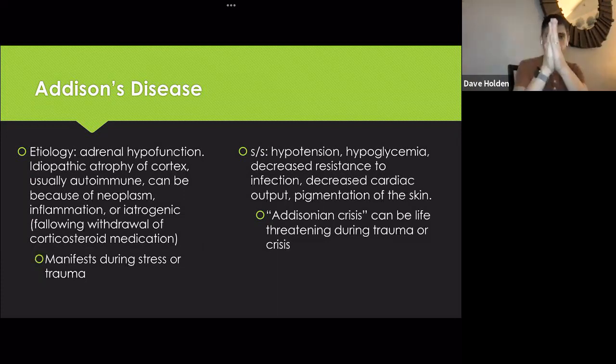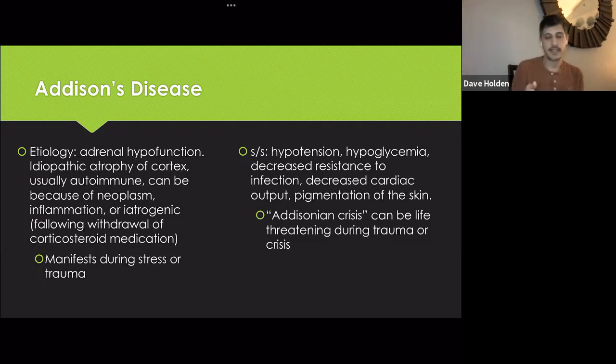Cool. So we said autoimmune, we said cancer, we said inflammation, and we said caused by other medications, iatrogenic. It could also simply manifest in terms of stress or trauma, which would be another idiopathic cause, meaning we don't really know what the cause is.